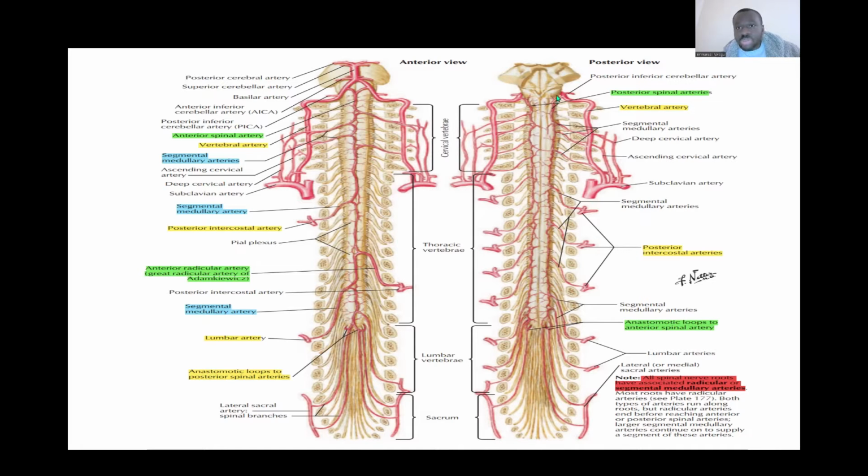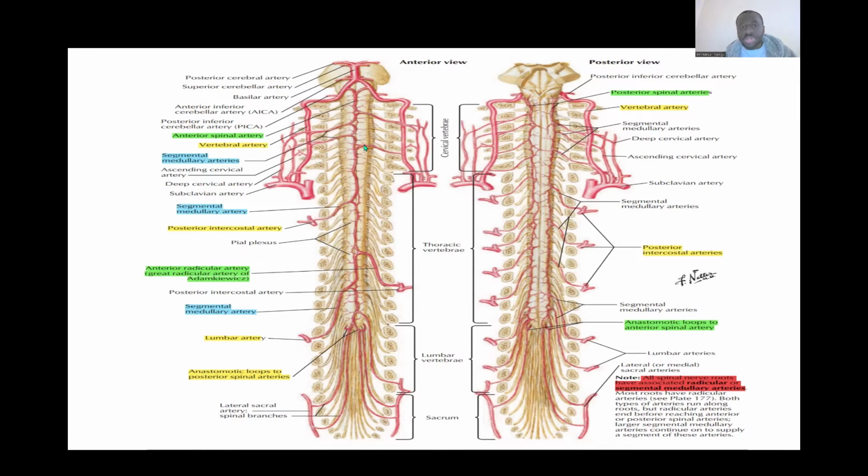So we have three spinal arteries in all. Spinal arteries run from the proximal part of the spinal cord around the level of the foramen magnum, and they run all down to the inferior part of the spinal cord, down to the conus medullaris. Looking at this image, it looks busy.